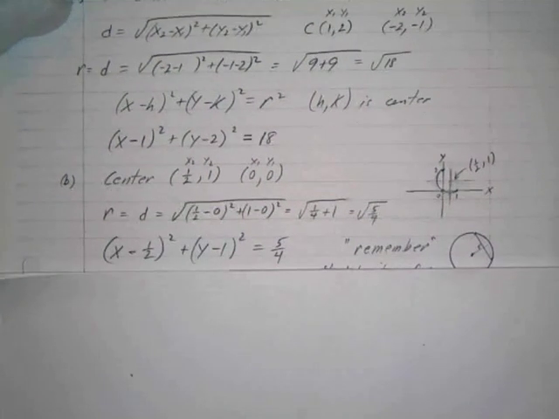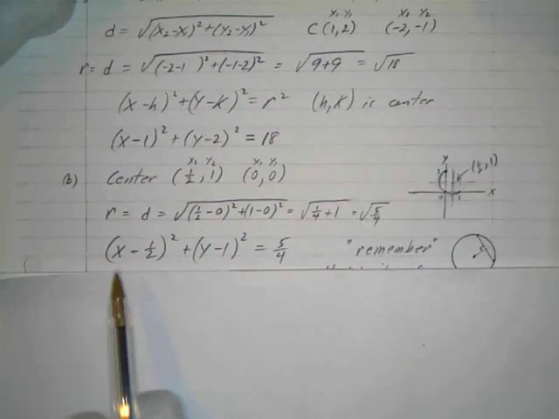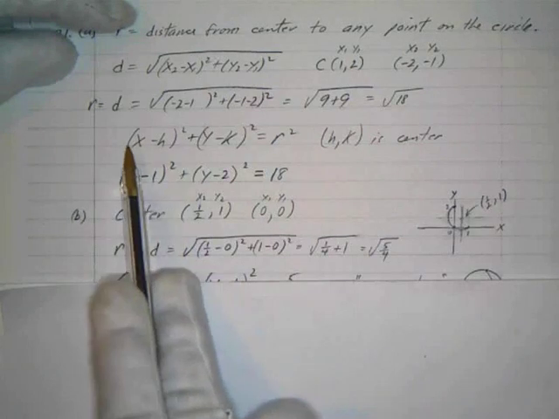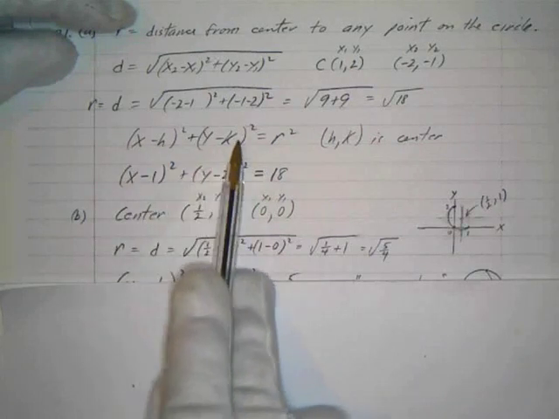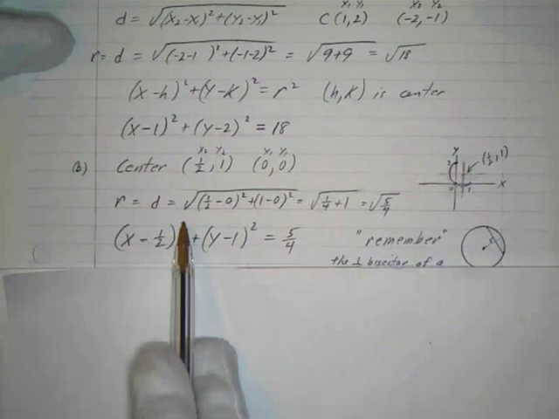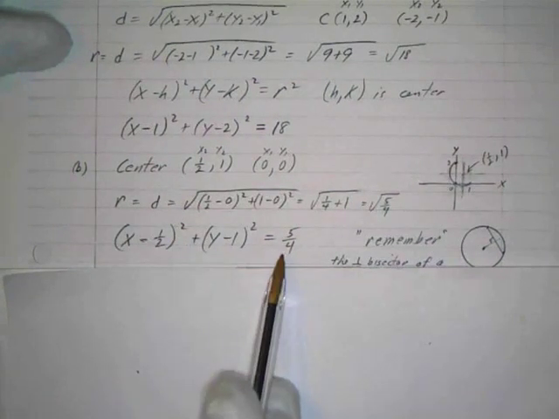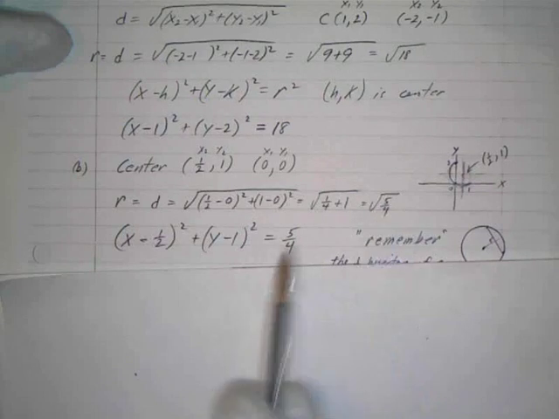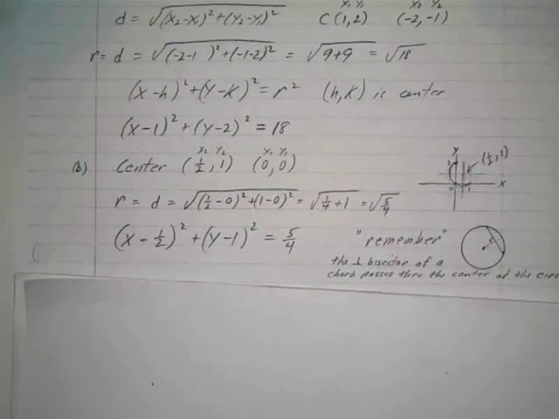So there again, I just put that in the formula we had before: (x minus h) squared plus (y minus k) squared equals r squared, where (h, k) is the center. So (x minus 1/2) squared plus (y minus 1) squared equals r squared, and the square root of 5/4 squared is just 5/4. So that was the equation. That wasn't too bad, but again, you just had to remember some of your geometry for that. So I hope that helps.